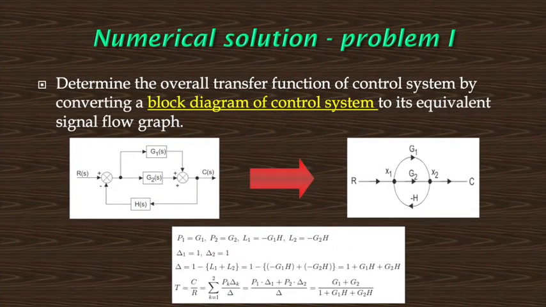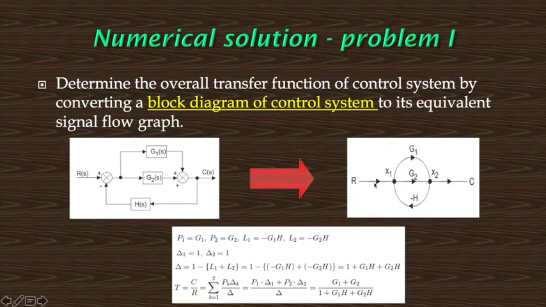Numerical problem 1. Here a block diagram is given. Transfer the block diagram to a signal flow graph, then find the transfer function of the system. So here is a summing point and this is the takeoff point. Consider a single node. And this summing point and this takeoff point, consider another single node. And this feedback path is minus H, this forward path is G1 and this another forward path is G2. Then find the transfer function.